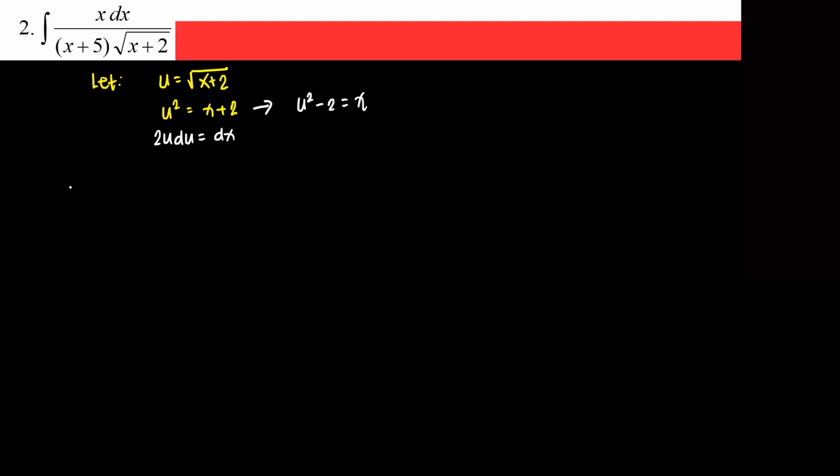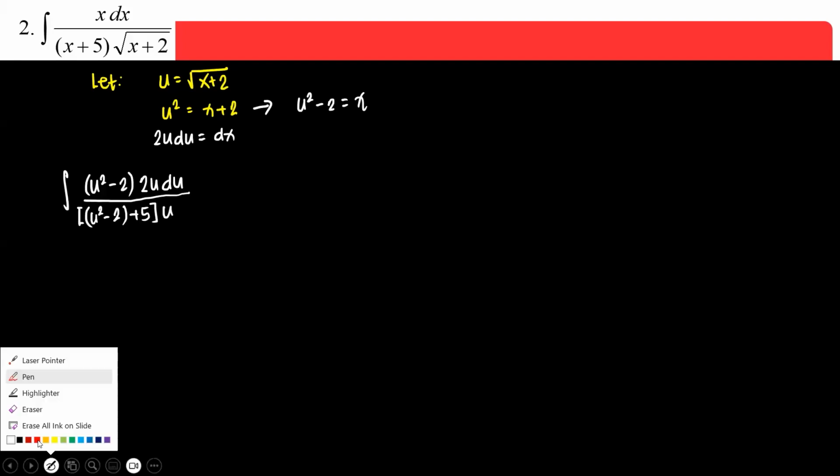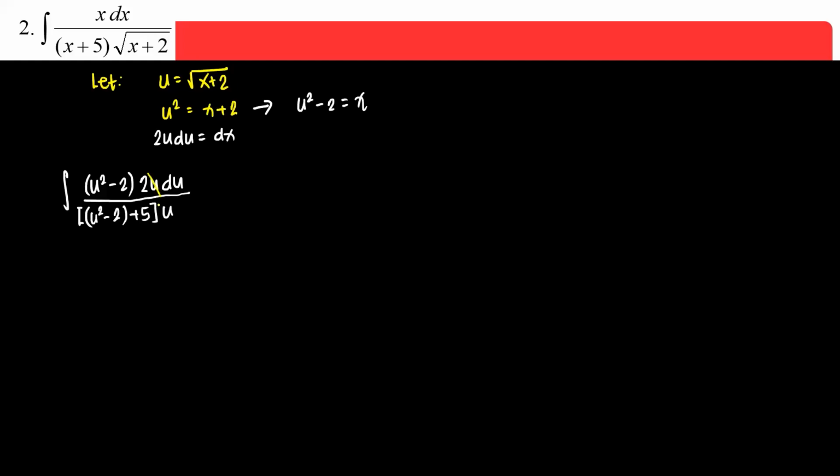So let's substitute everything. So we have an x on top. So your x would be u squared minus 2. You have a dx. The dx is 2u du over x plus 5. So ang x plus 5 natin is u squared minus 2 plus 5, the one at the bottom. And then square root of x plus 2, which is actually your letter u. Okay, let's cancel what we can cancel and simplify what we can simplify.